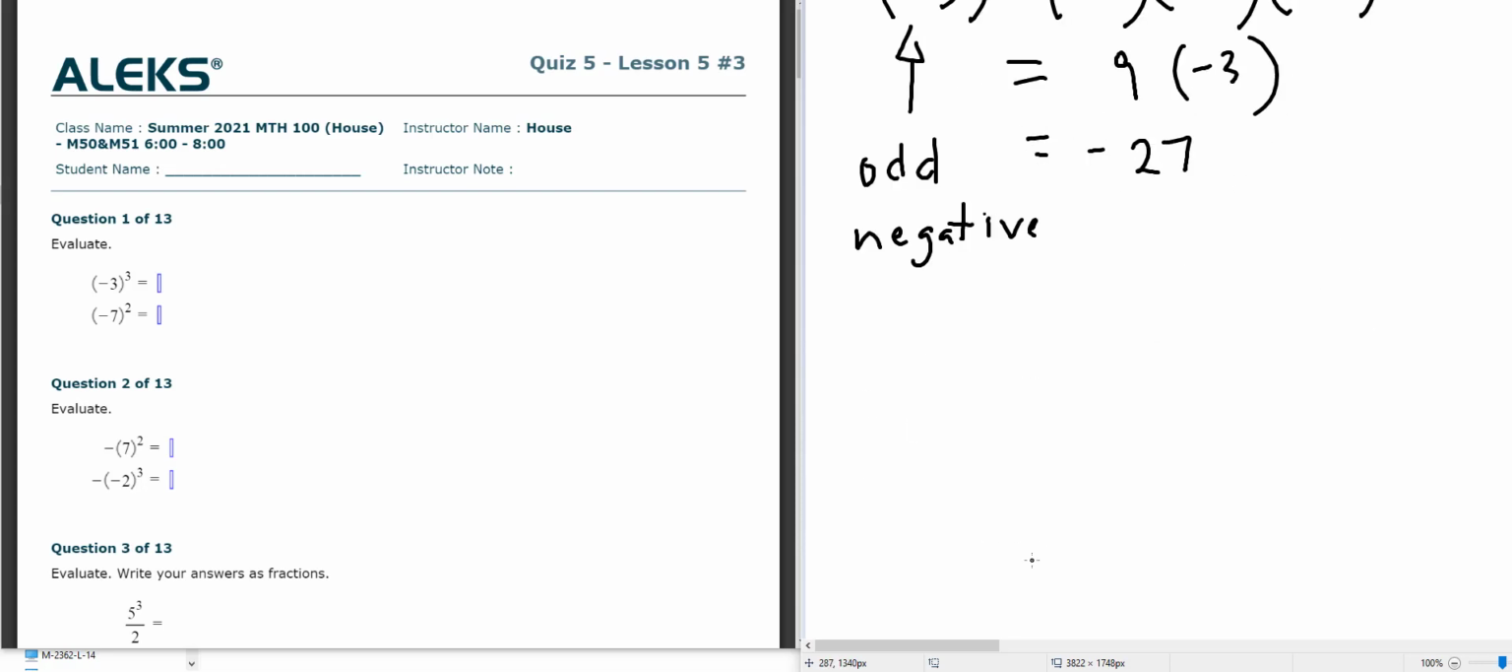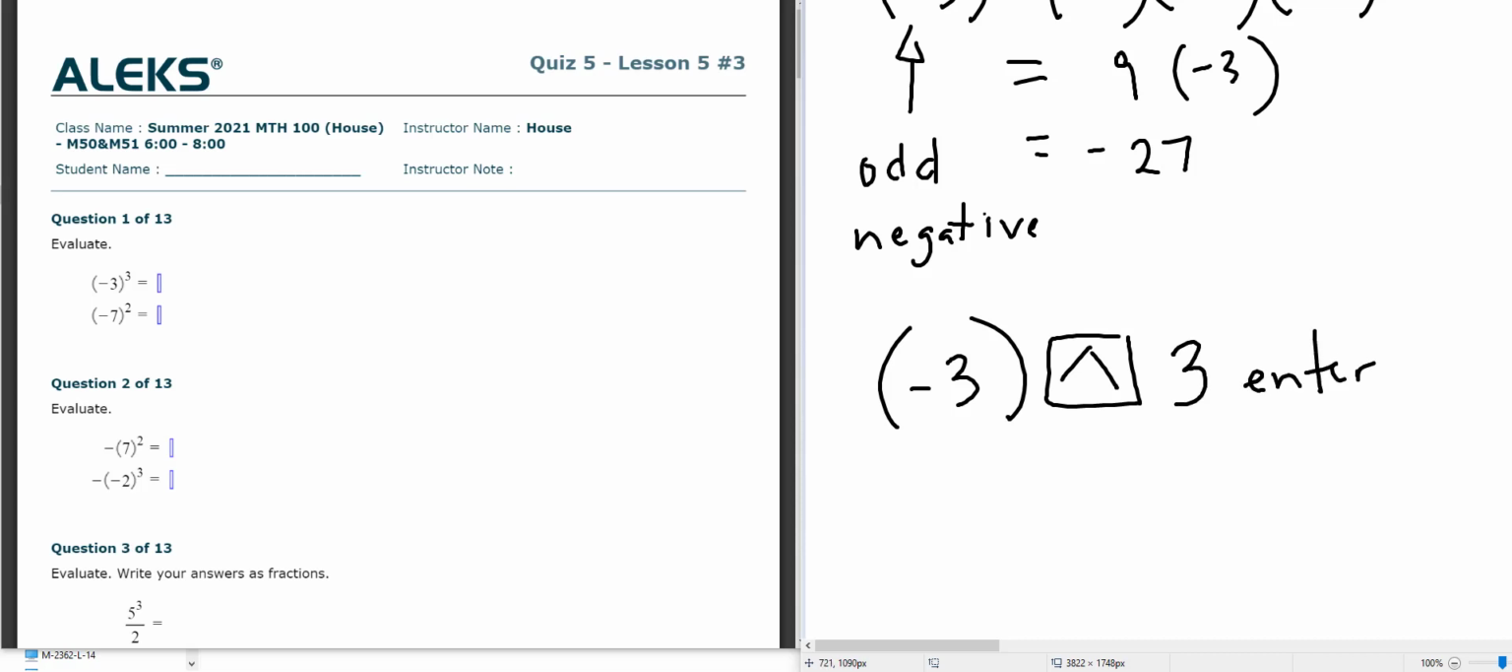Now, you can do these on your calculator. You do have to enter the parentheses, use the caret key, and then enter your exponent, and then hit enter, and it will calculate it for you. If you don't put the parentheses, you could miss some of these. In this case, since it has an odd exponent, it won't matter so much.